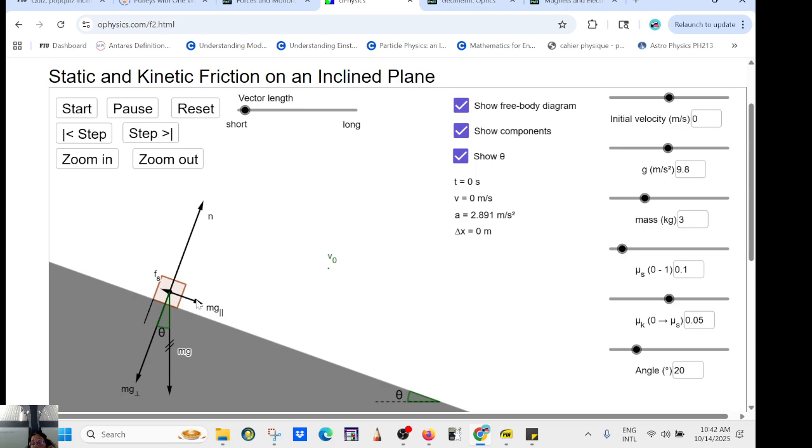So sometimes it's going to help if it wants to go down slope. If you give it a push and it's going up, in that case it's going to oppose the motion. So the component of the weight is always toward the bottom of the slope. That's what makes you go down slope. Is that clear? And then you have static friction.